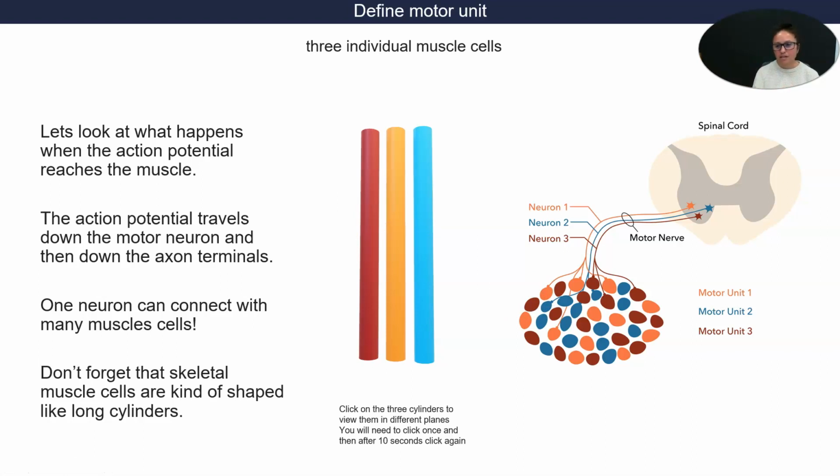Number 1 is that the motor neuron can connect to more than 1 muscle cell. That's the first thing. And the second thing I want you to make sure you understand is that muscle cells are shaped like cylinders. Okay? So maybe as an activity, you can manipulate this little 3D drawing to make it look like it's in the same plane as this one. I reckon that would help your learning.